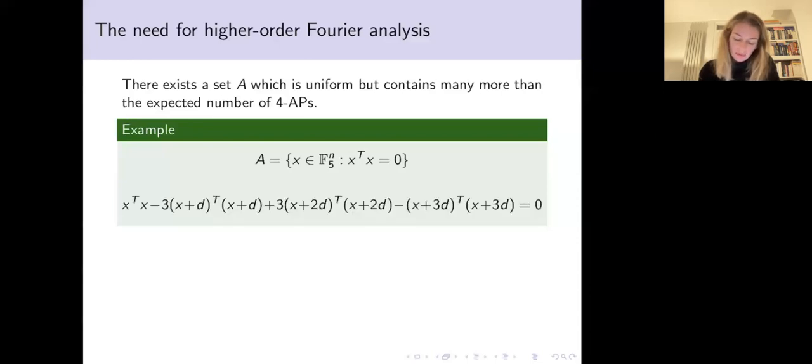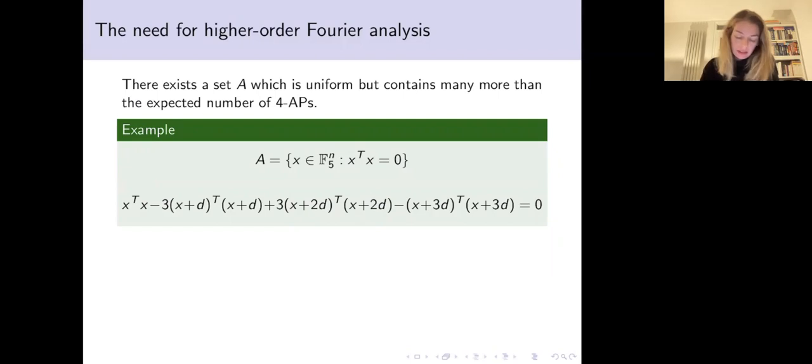So for all x and d, we have that x transpose x minus 3 times (x plus d) transpose (x plus d) plus 3 times (x plus 2d) transpose (x plus 2d) minus (x plus 3d) transpose (x plus 3d) is equal to 0. Okay, that was a bit of a mouthful. So why does this tell us that this set contains many more 4-term arithmetic progressions than you'd expect in a random set? Because it produces a relationship between membership in the set of the 4th term of the arithmetic progression and membership in the set of the first 3 terms of the arithmetic progression.